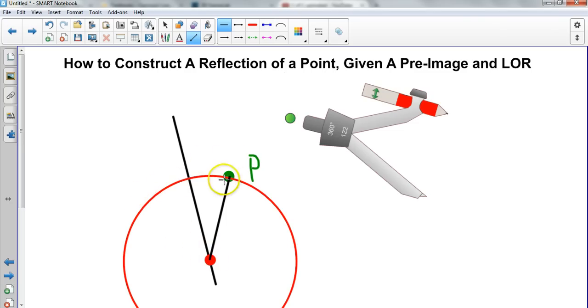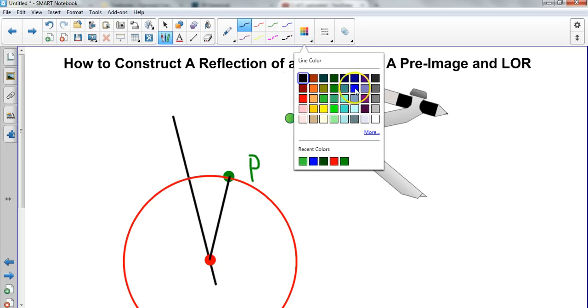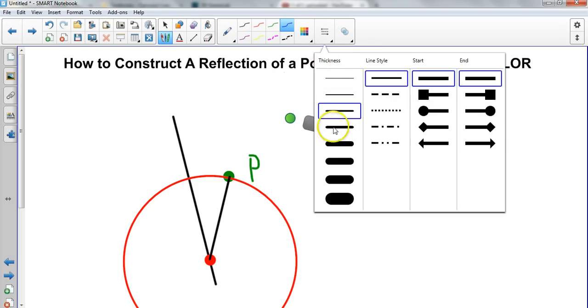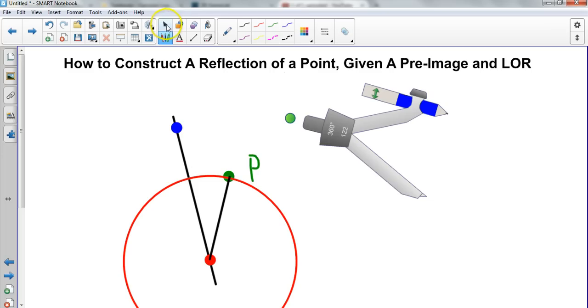Okay? Well, let's just repeat the process with another point here, and I'll show you what I mean. So I'm going to put another point on our line of reflection, a second point here. Make it stand out a little bit. Maybe this point right here. Okay, so now what I'm going to do is the exact same thing.